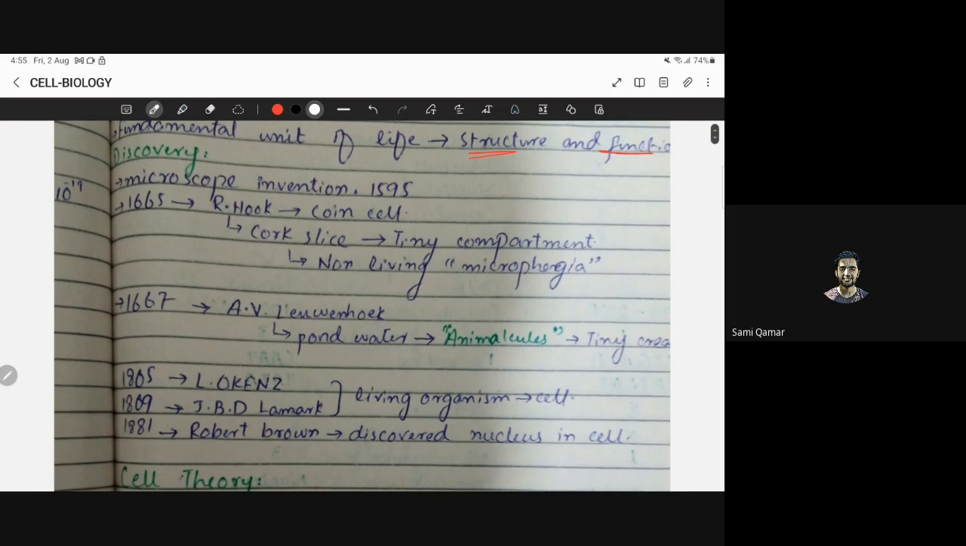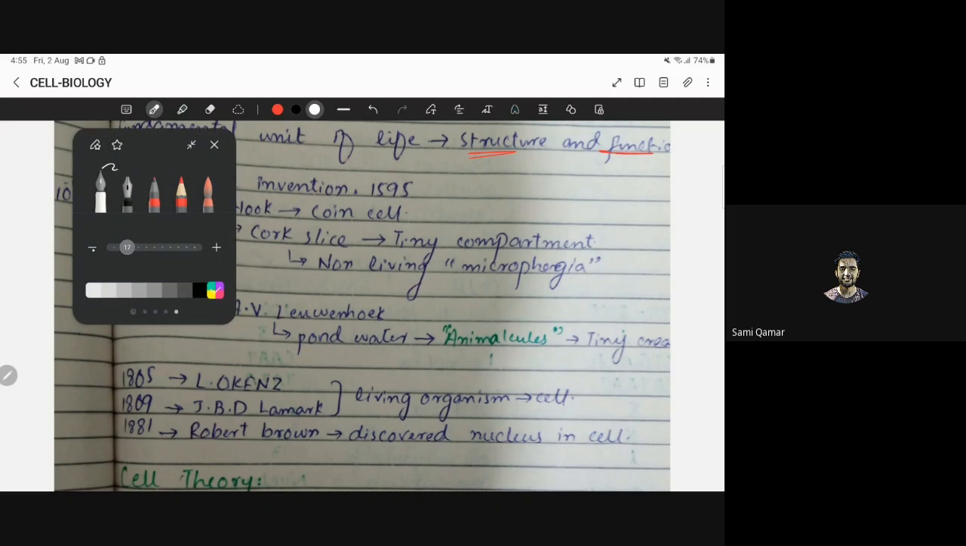Microscope, this is just a discovery. They don't ask this type of discovery question. You can study it from here. I have written it in great detail, so you guys can study it. Just wait a moment.